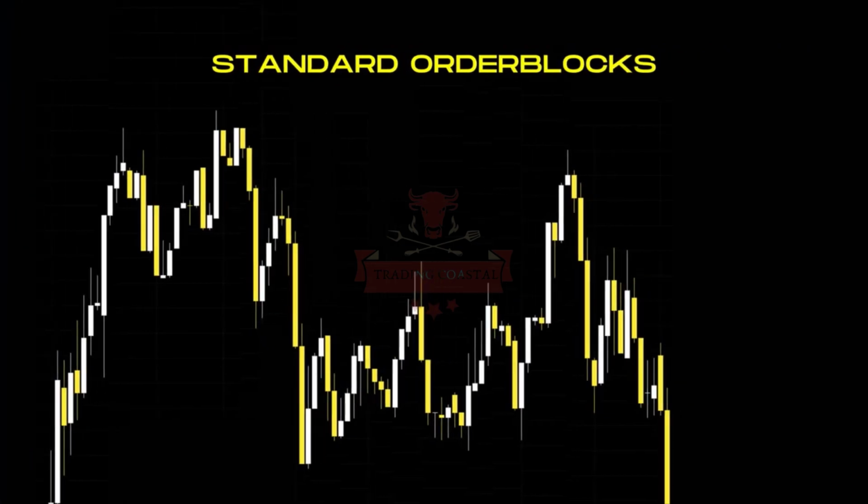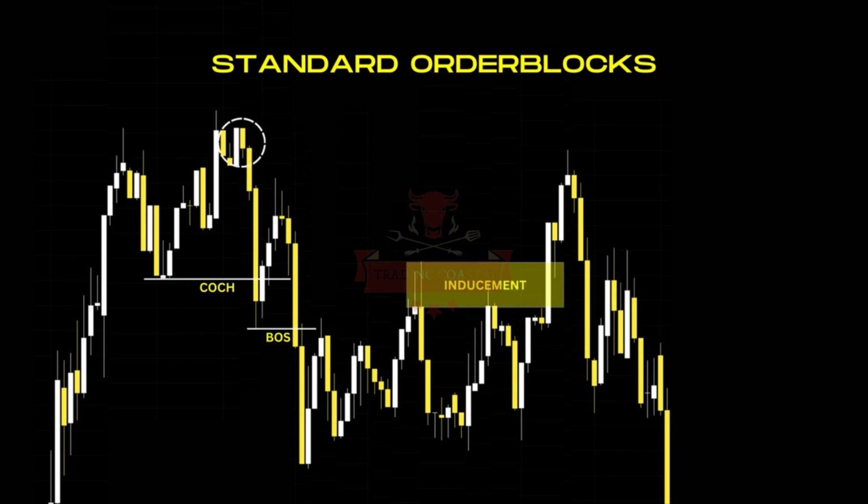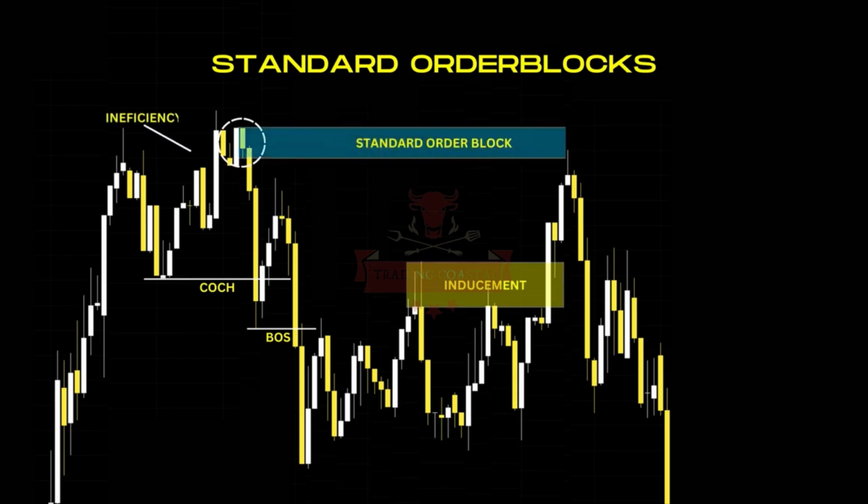In this example, we see that after the formation of the last bullish candle, the price experienced a sharp downward movement, leaving behind a significant inefficiency in the market. However, the price eventually retraced back up, filling the liquidity voids that were created during the downward move. As a result, the order block was mitigated, the price reversed once again and continued the downward movement.